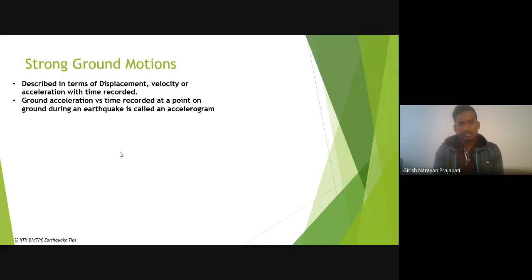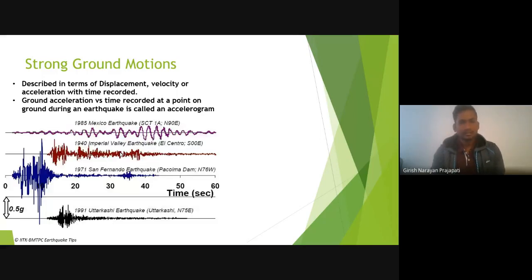Displacement, velocity, and acceleration are integrable or differentiable. If you have acceleration, you can integrate it one time to get the velocity, and integrate it twice to get the displacement. So all three are interrelated by calculus. This is an example of some earthquakes and their oscillograms. You can see here.